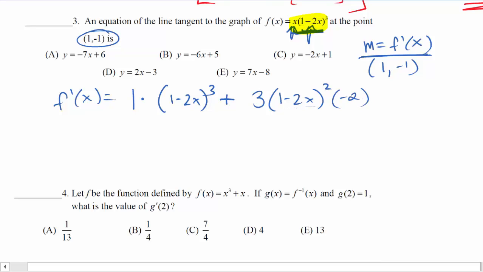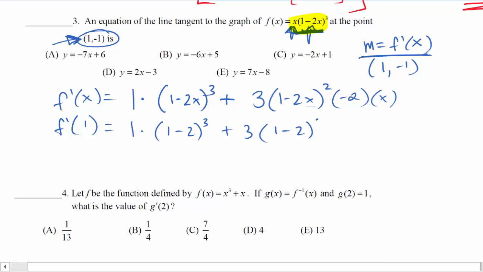But do not forget, we still have not brought back that original x, so we've got to bring in that x as we are keeping it the same. And now we don't have to simplify this. Since we're simply looking for the slope, f prime of, well, what's the x value it states? Right here, it's stating that x equals 1. So it's f prime of 1 equals 1 times 1 minus 2 cubed plus 3 times 1 minus 2 squared times negative 2 times 1.